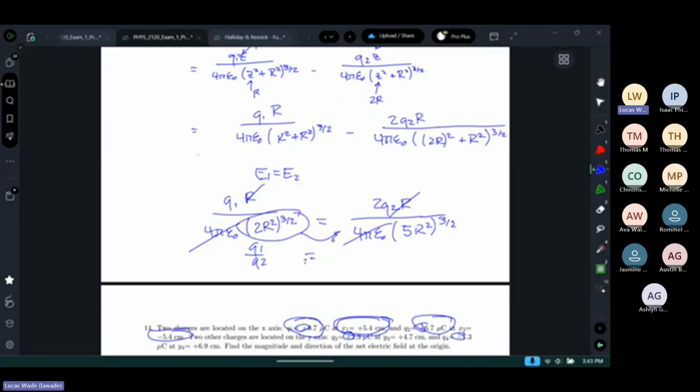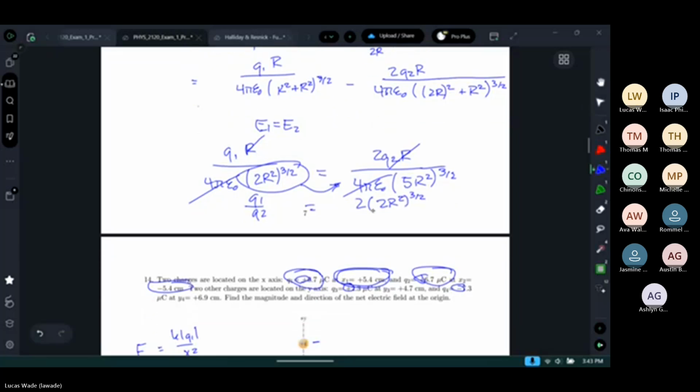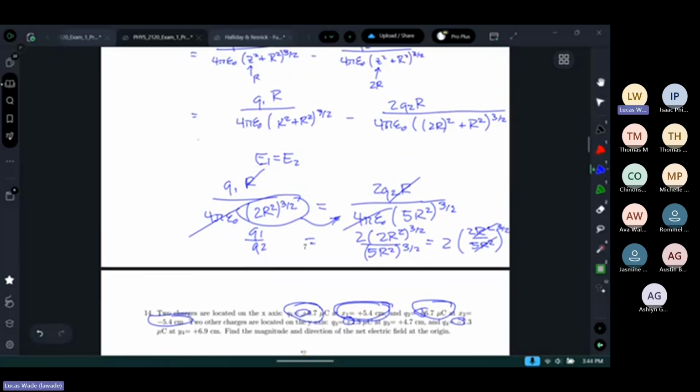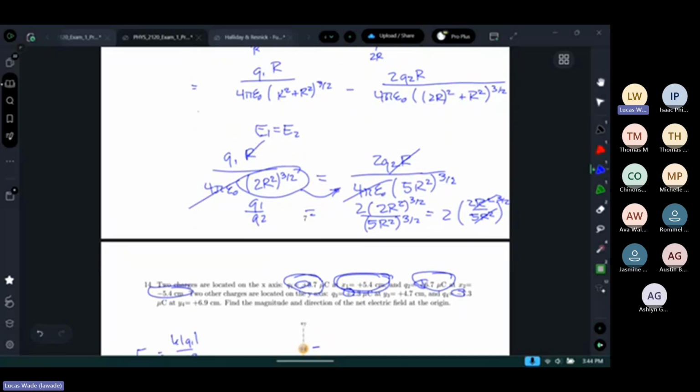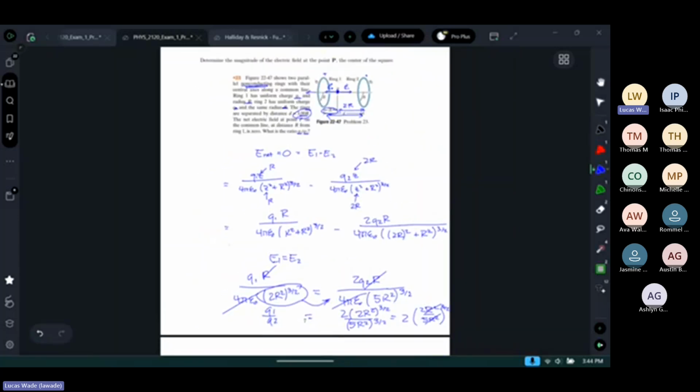I've got to bring this over to the other side. And so it's 2R squared to the 3/2 over 5R squared to the 3/2. So that's 2, and then I can combine these. R squareds cancel. So whatever 2 times 2/5 to the 3/2 power is, that's not a nice number, it doesn't sound like. But that's how you would look at this.